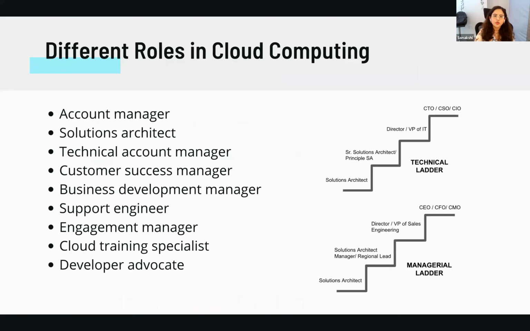Now, let me talk to you about different roles in cloud computing. When I started working in cloud computing, I met so many different people and I came across so many different titles that it was really astonishing. I did not come across any of this when I was a software engineer.